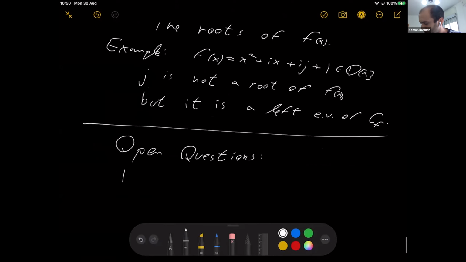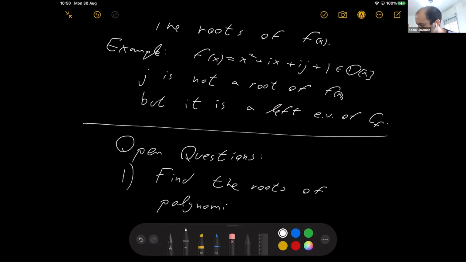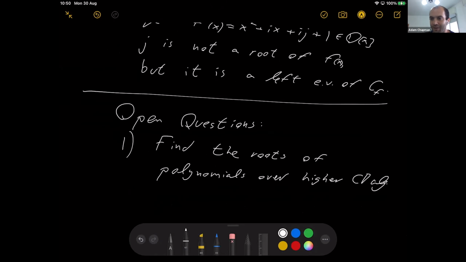So one option is to try to find roots of higher Cayley-Dickson algebras. So find the roots of polynomials over higher Cayley-Dickson algebras. Now, it sounds like an ad hoc question, but it's not.